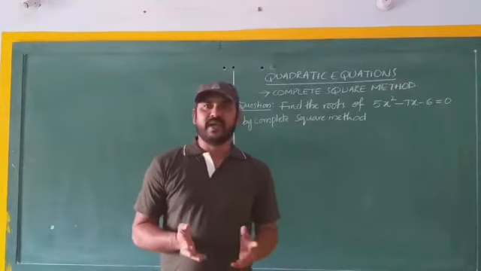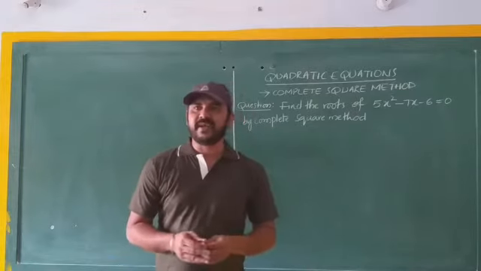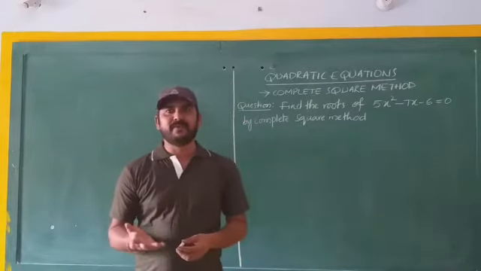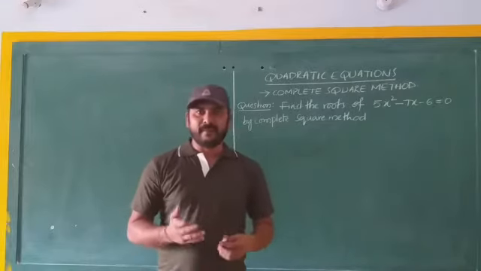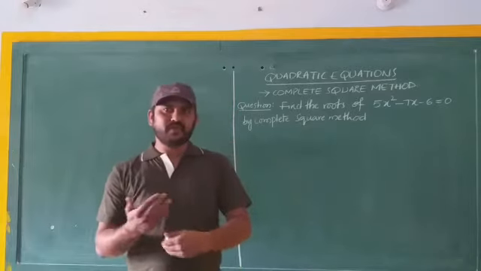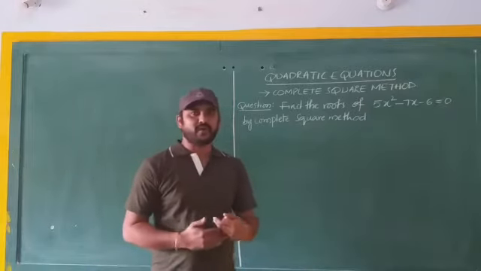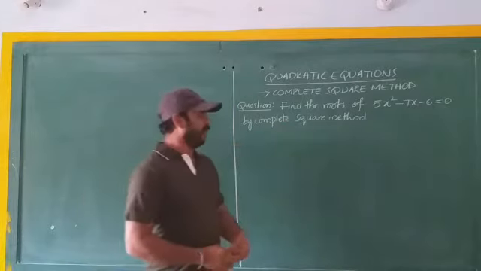The first algebraic identity is (a plus b) whole square. The second algebraic identity is (a minus b) whole square. (a plus b) whole square equal to a square plus 2ab plus b square, and (a minus b) whole square equal to a square minus 2ab plus b square. By using these two identities, we are going to solve the given quadratic equation by the completing square method.